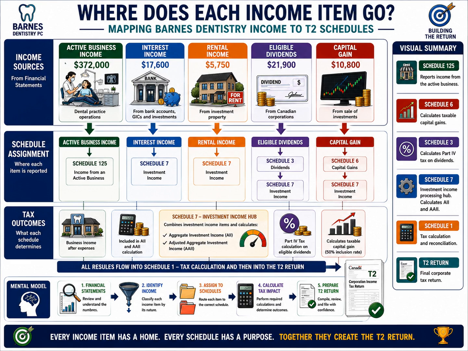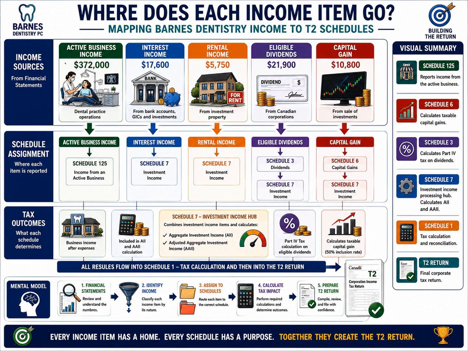Now consider the rental income. The corporation earned $5,750 from rental activities. Like interest income, rental income is also passive investment income. It is reported through Schedule 7 and contributes to the corporation's investment income calculations.